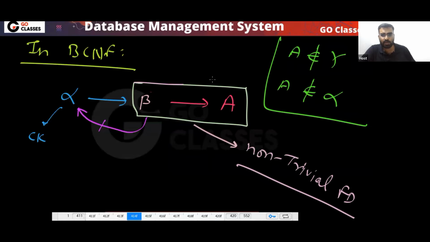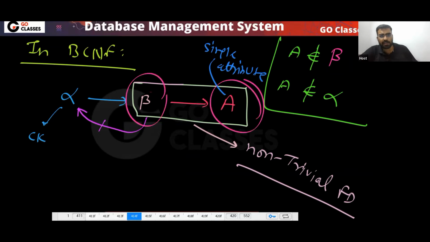Because this is a single attribute and A does not belong to beta. This is a very simple concept. A is a single attribute and A does not belong to beta. So this is your non-trivial FD.